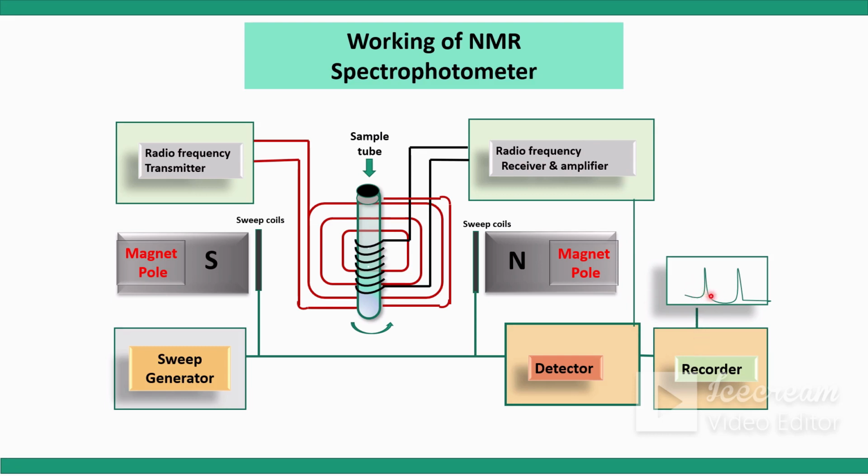The different signals in the spectra correspond to different sets of protons, as all the protons in the molecule do not come under resonance at the same time.